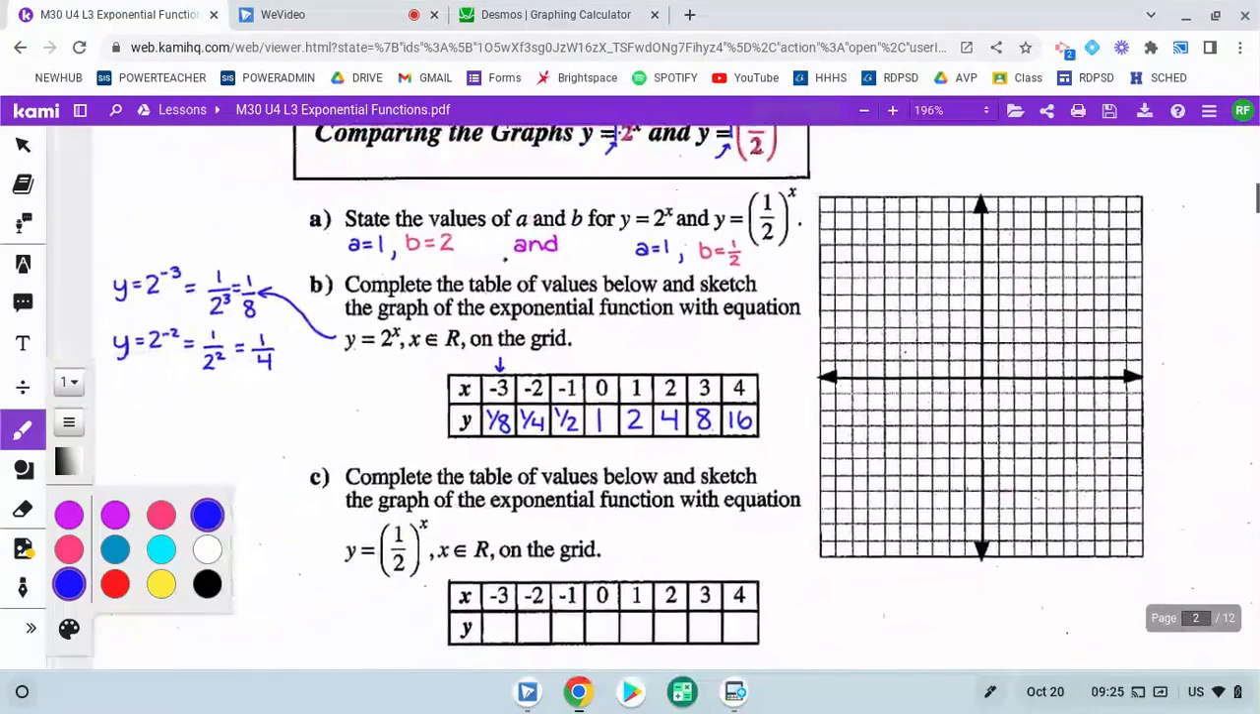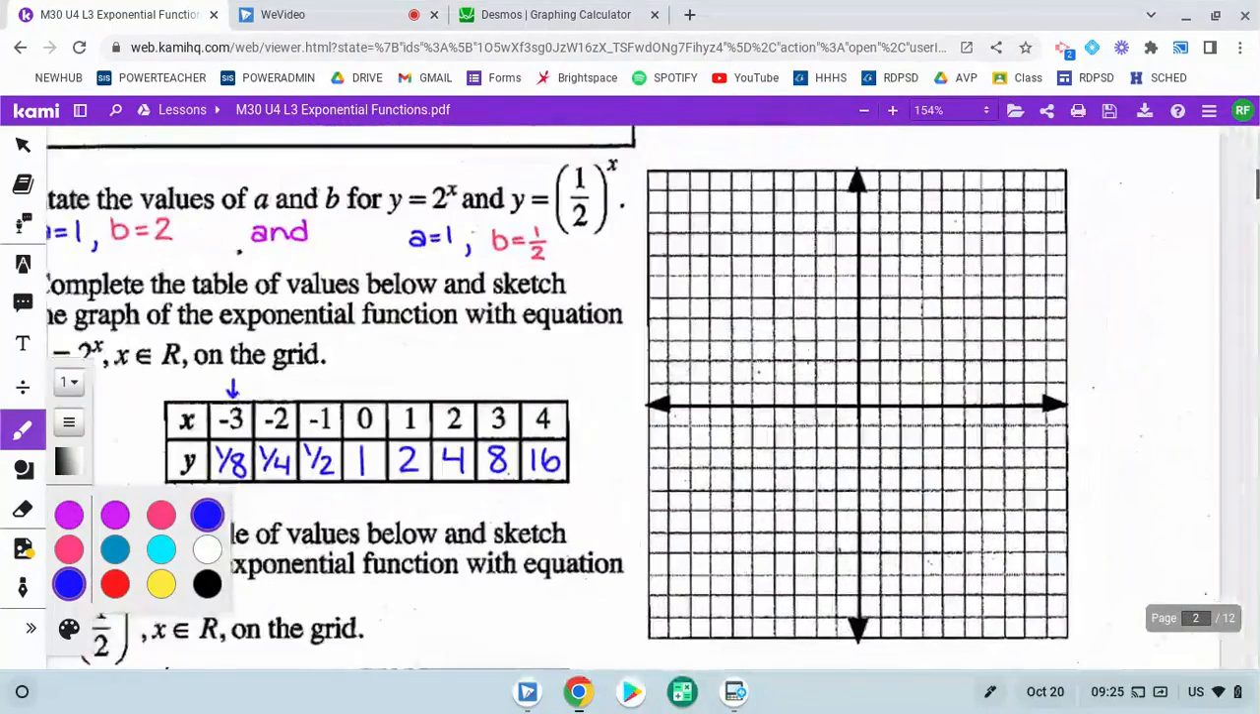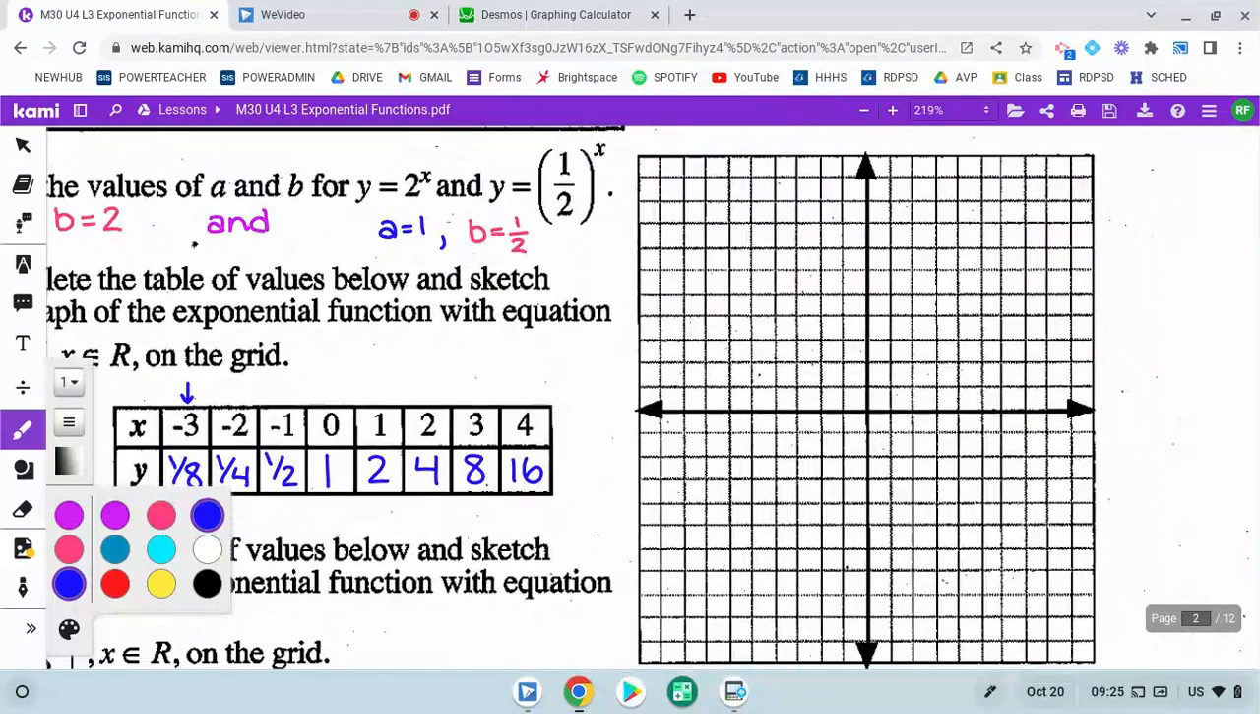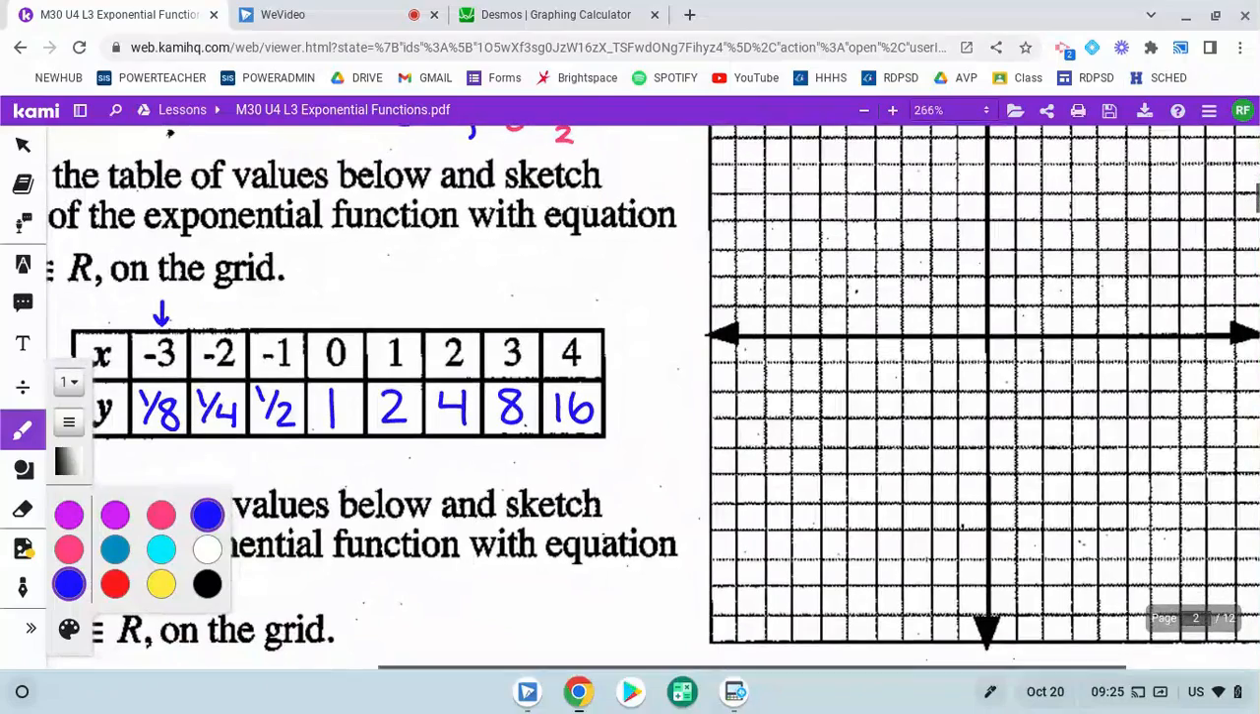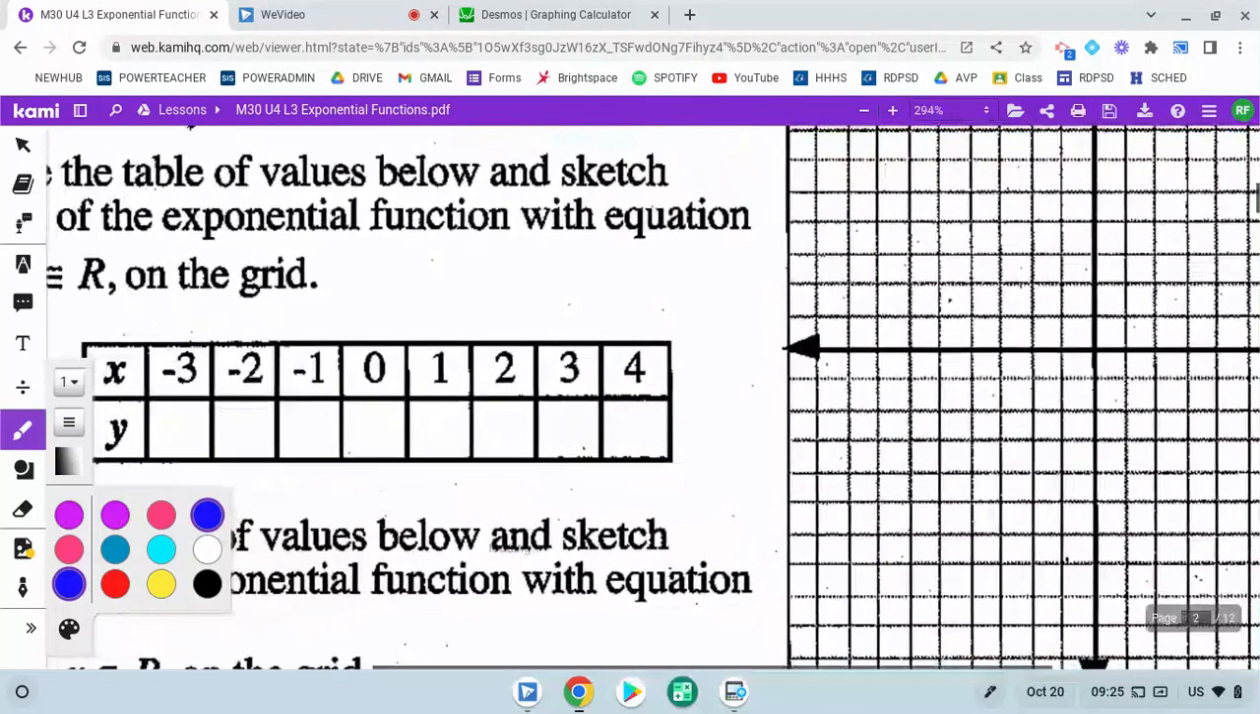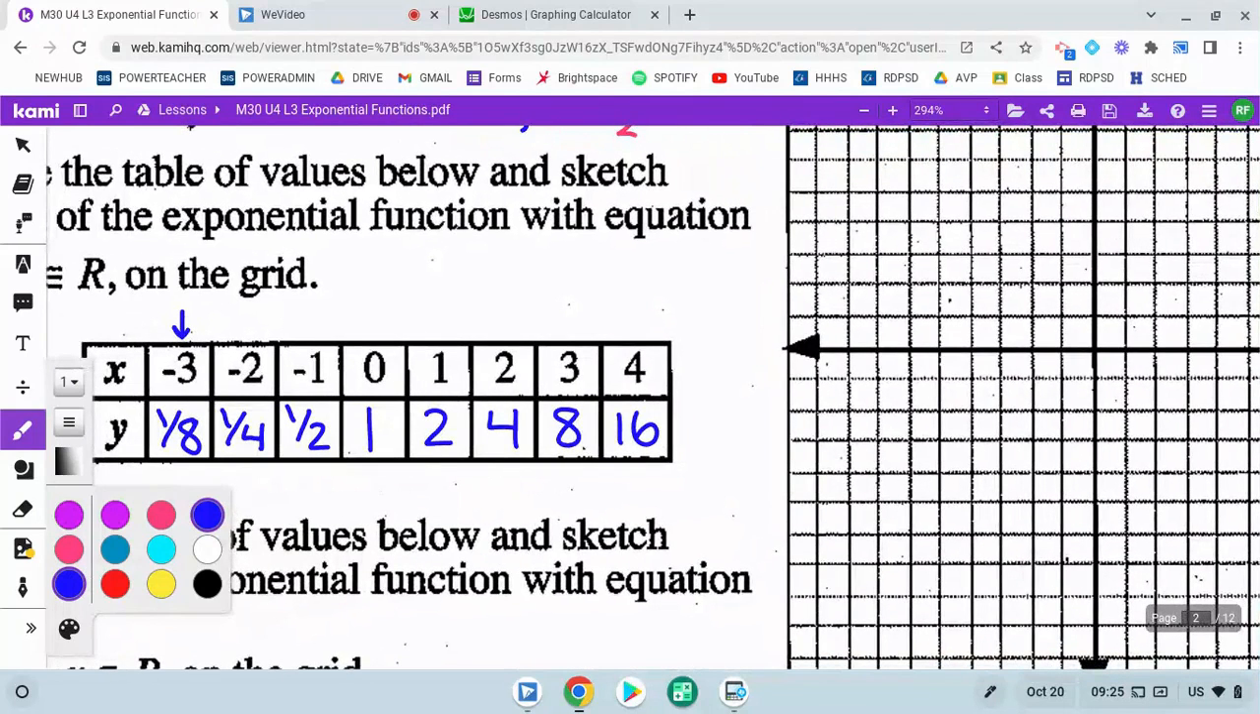Okay. We're going to graph it, so we'll plot the points. Some of them obviously are going to be a little bit hard to plot, like 1/8 is really, really close to that x-axis. So remember that when we're plotting points, the x value is our horizontal axis. That's how far we're moving left to right. And then our y value is our vertical axis, how far we're moving up or down.